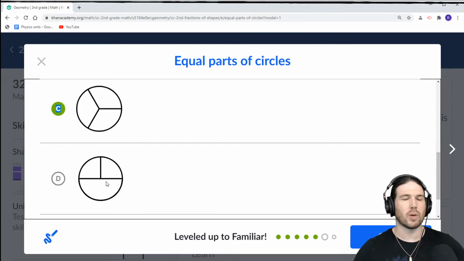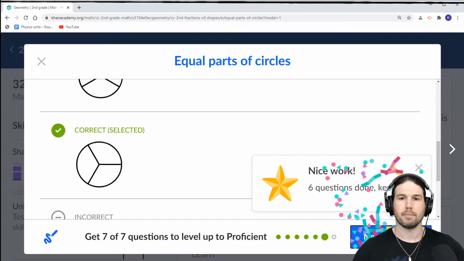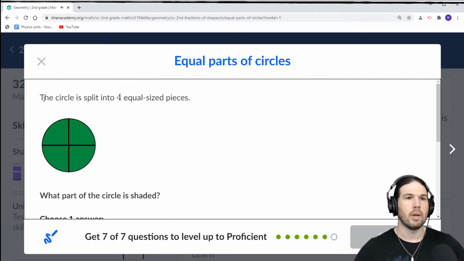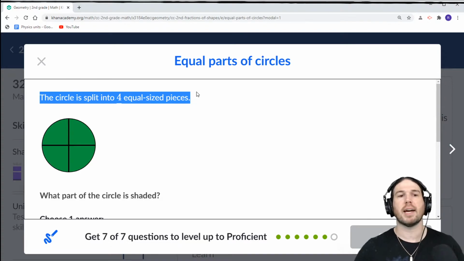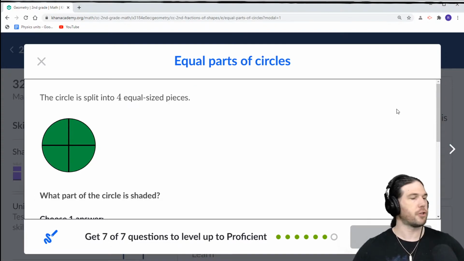And D is, once again, it looks like they were trying to cut it in fourths, but they didn't quite finish it. This circle is split into 4 equal-sized pieces. What part of the circle is shaded? Well, it's the whole thing, right? It's the whole circle. But since it is cut into fourths, that is 4/4.